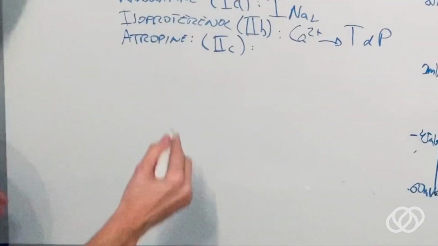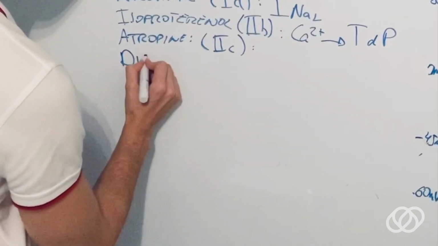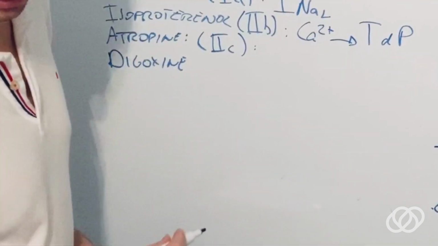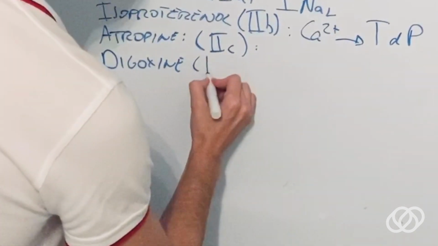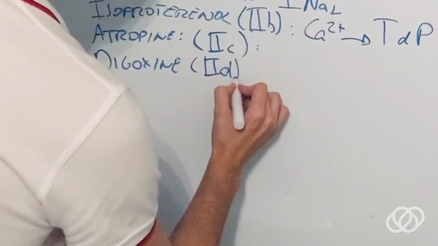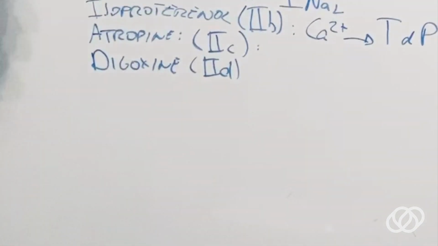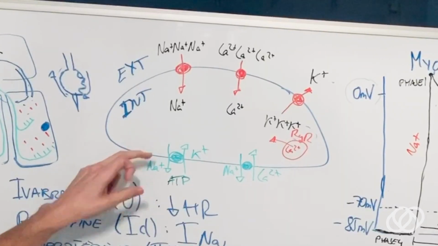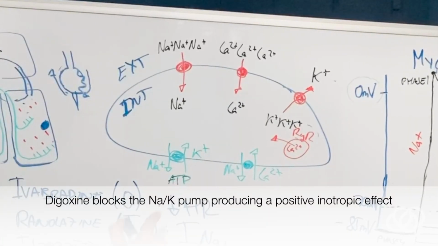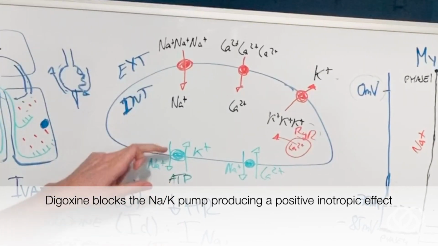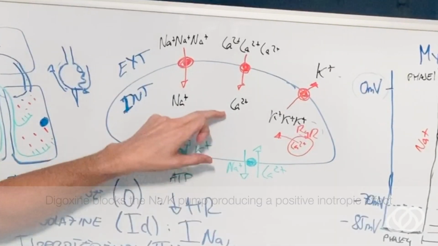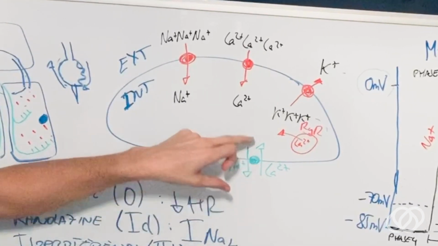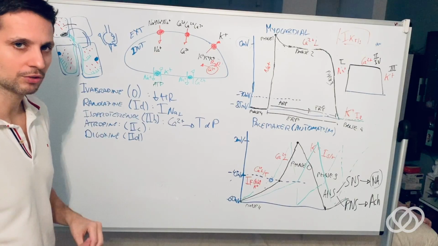Then we have digoxin. Digoxin is proposed to be in the 2D. Well, digoxin has very different effects. We already know that it has a positive inotropic effect because it blocks the sodium-potassium pump, so a lot of sodium accumulates inside the cell. By this interchanger, the sodium will go out and will bring calcium in, giving the positive inotropic effect.